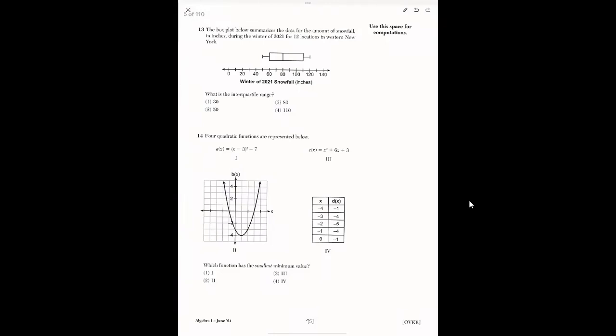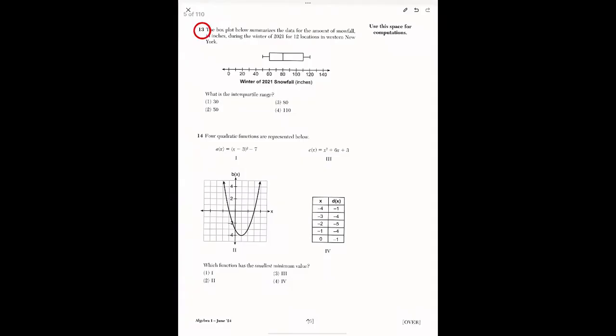This one is just a box plot, so you kind of have to know some things about the box plot. I might show you how to create a box plot from scratch, but it's not going to be on this exam. The calculator can help you somewhat, but for this one, you just have to know what the interquartile range is.